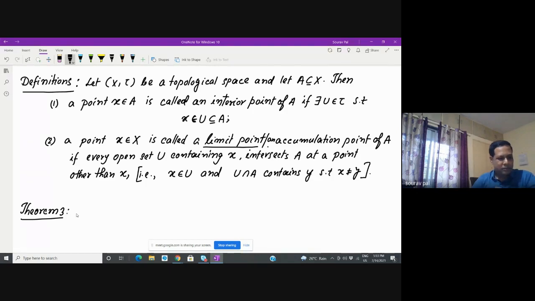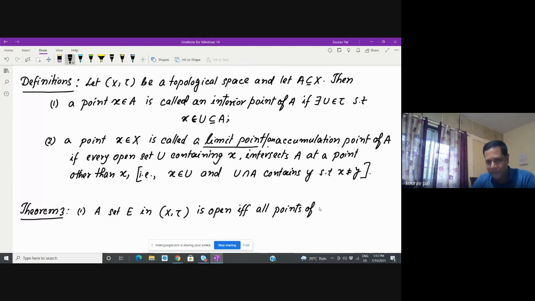So a set E in a topological space, so if I don't mention anything here, this (X, tau) will denote a topological space, is open if and only if all points of E are interior points.